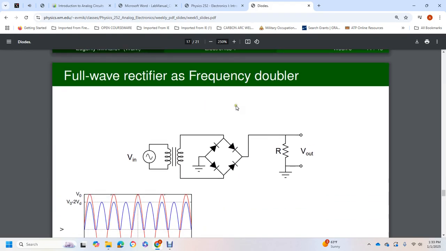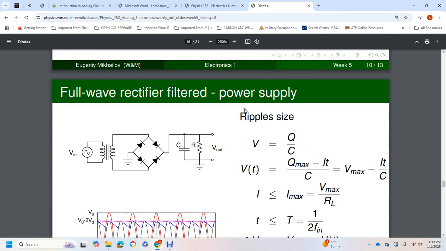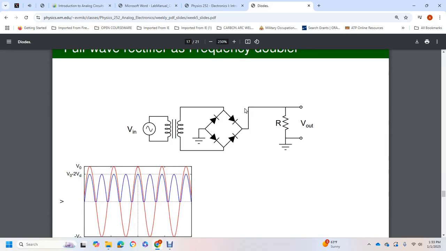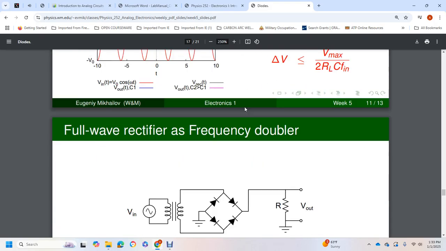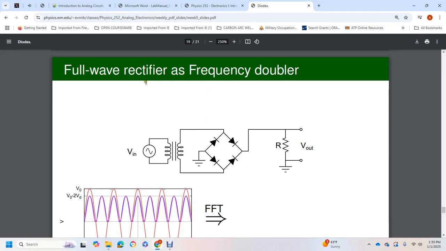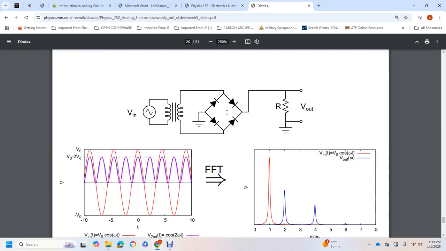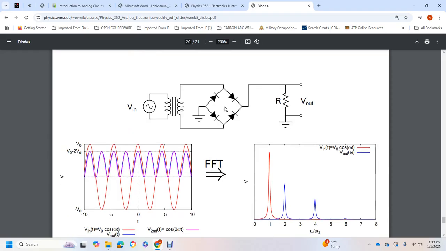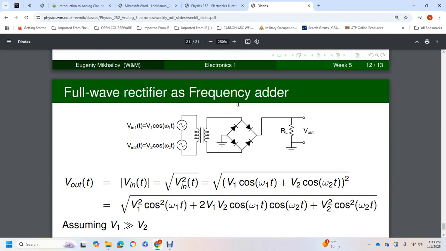Full-wave rectifier frequency doubler. Full-wave frequency adder shows the two inputs at different frequencies and then a Wheatstone bridge, resistive load, to the voltage output.